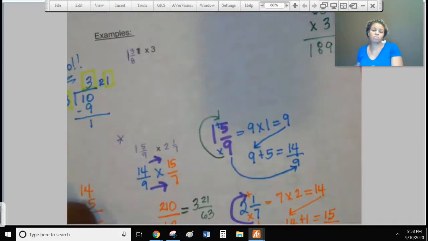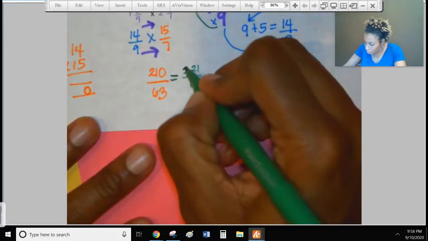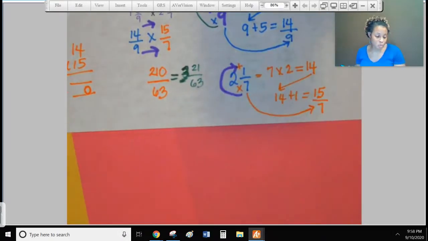So this would be 3 and 21/63. Oop. Y'all can't see me. All right, this will be 3, that's a whole number, 3 and 21/63. That is what it would become.